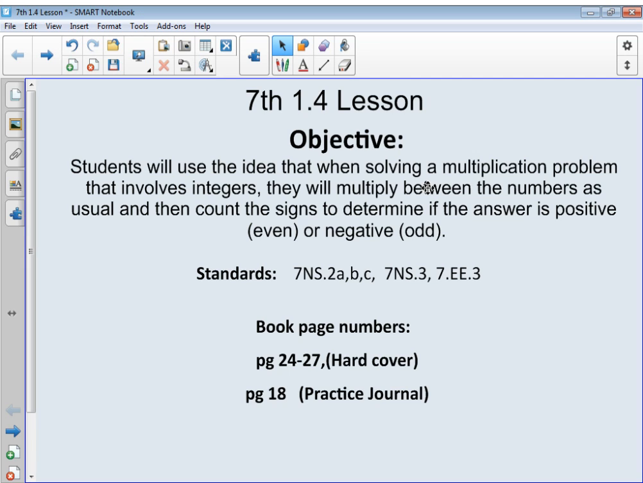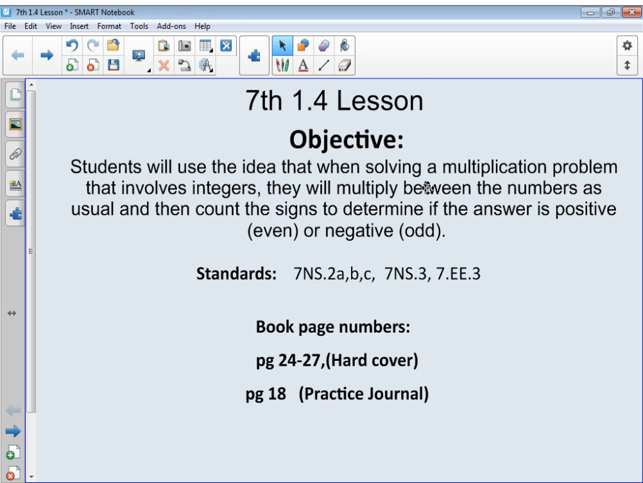Today's lesson is a 7th grade lesson 1.4. The objectives: students will use the idea that when solving a multiplication problem that involves integers, they will multiply the numbers as usual and then count the signs to determine if the answer is positive or negative. The standards that will be covered in this lesson are 7.NS.2 A, B, and C, 7.NS.3, and 7.EE.3.